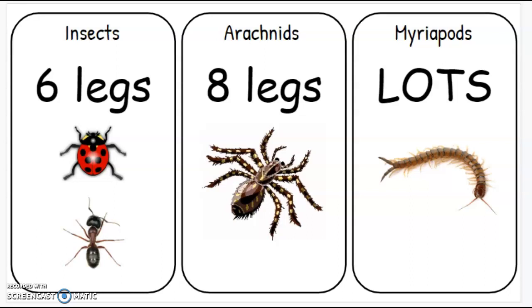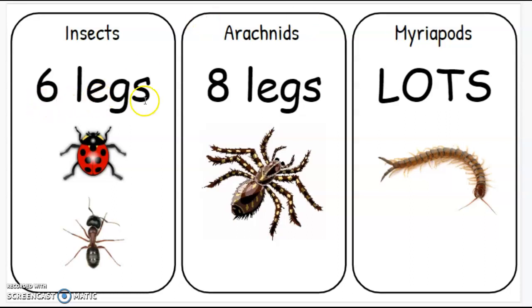I wanted to take this time to tell you about the three main types of bugs. The three main types of bugs are called insects, arachnids, and myriapods. Entomologists look at how many legs a bug has to determine what type it is.